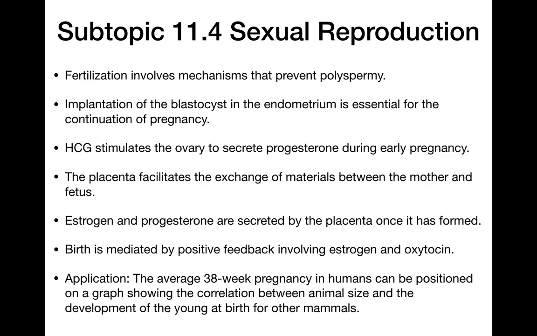We're talking about other hormones, estrogen, progesterone again, and how they come back in the case of the placenta. We'll talk about more hormones for birth, estrogen and oxytocin. So you want to have your hormone table to fill out for this lesson. And application, looking at graphs, the correlation between animal size and the development of young at birth for other mammals. So looking at different data on that to analyze as well. Great topic too, kind of question to ask. So after we finish this lesson, guys, we'll be done topic 11, which is super exciting.